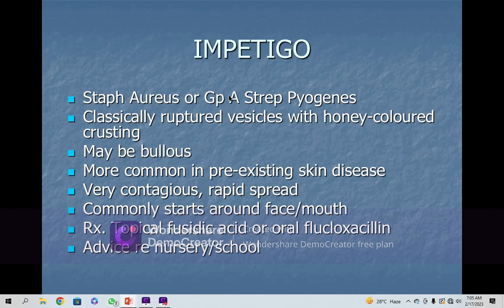You have seen this. Another infection which is common in a child is impetigo or folliculitis. Staphylococcus aureus is the leading cause, followed by the streptococci. Classically there are ruptured vesicles with honey colored crusting. It may be bullous in nature, a big one. More common in pre-existing skin disease, very contagious, rapid spread to the area around it, and commonly starts around the face and the mouth. Very common infection.